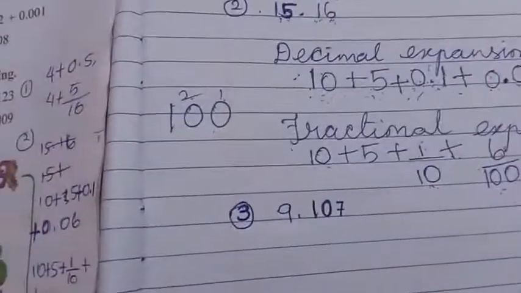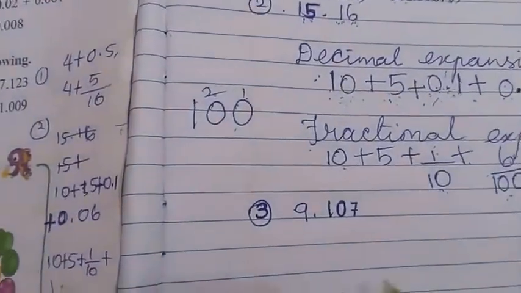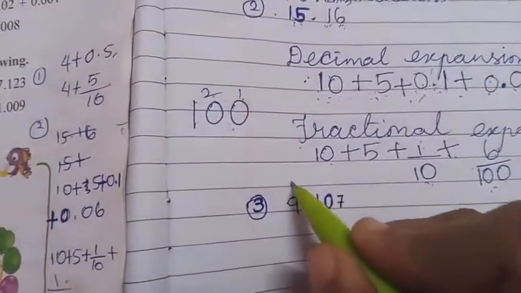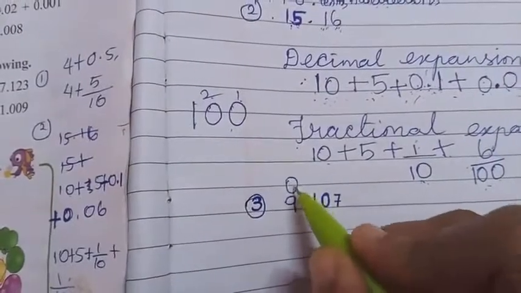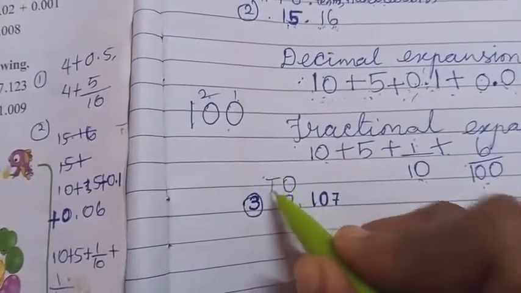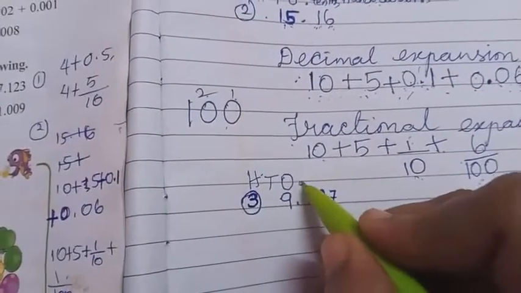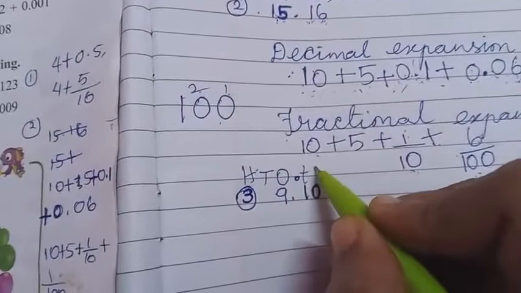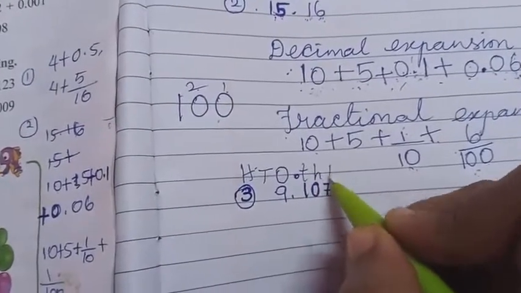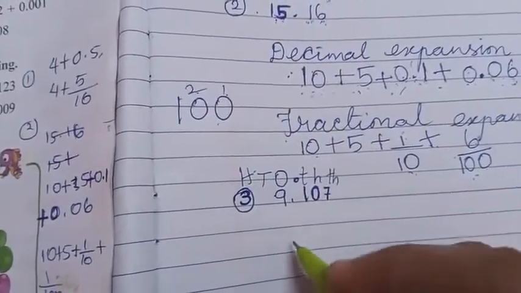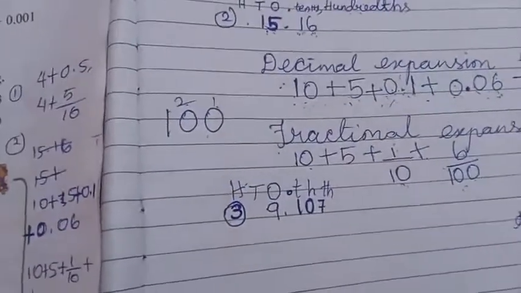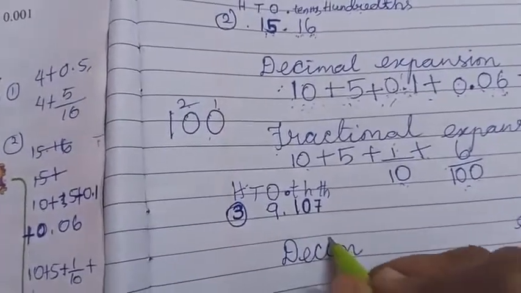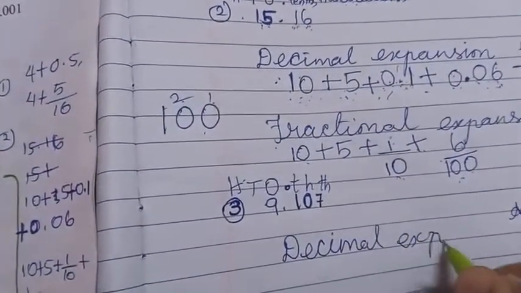Okay. Third sum, the question is 9.107. The whole number is 9. So this is in ones place. Ones, tens, hundreds. Point, tenths, hundredths, thousandths. Got it? Now write it in decimal expansion first.